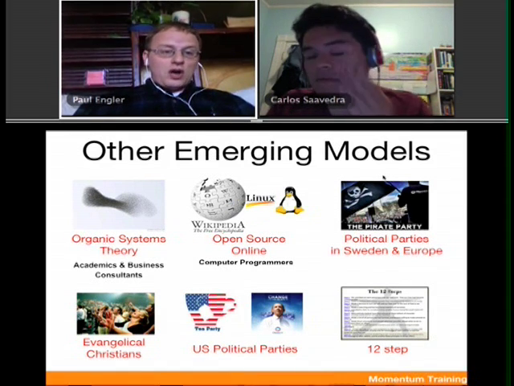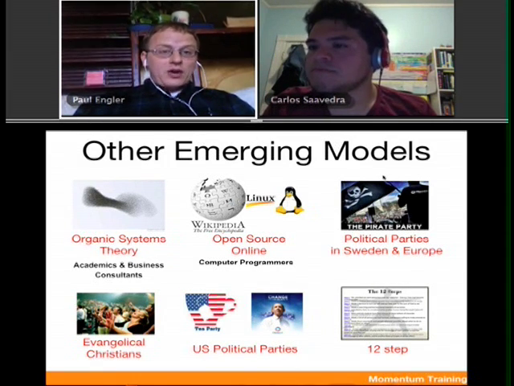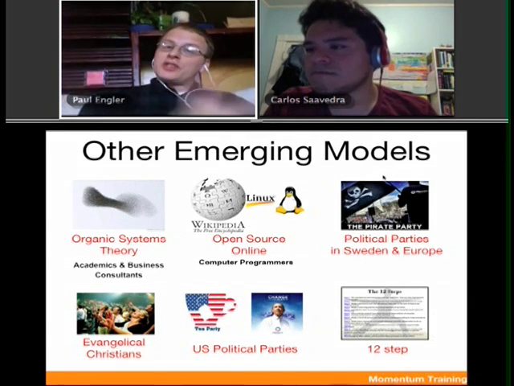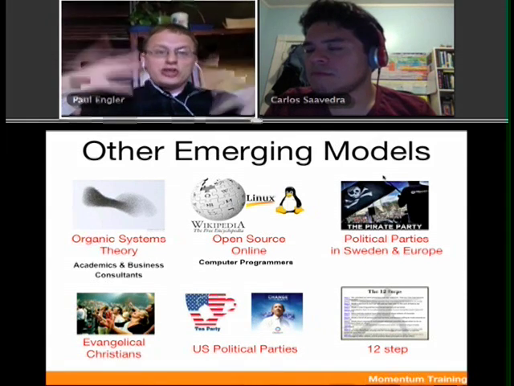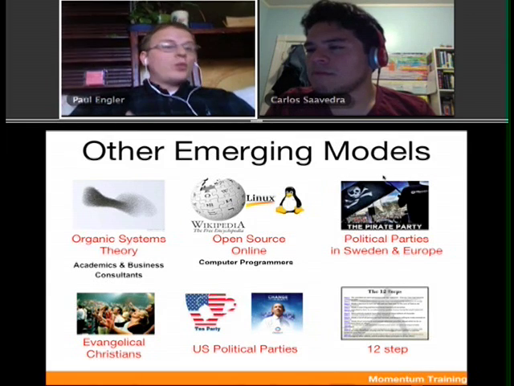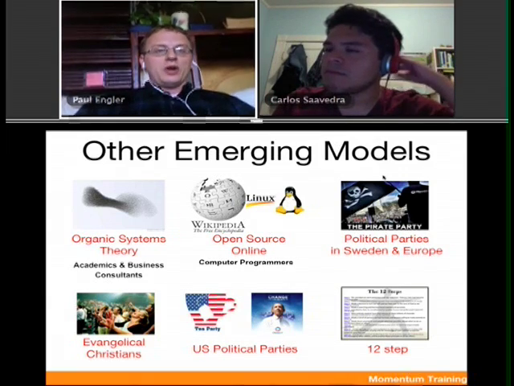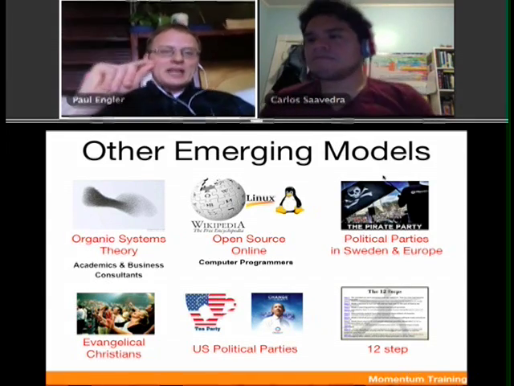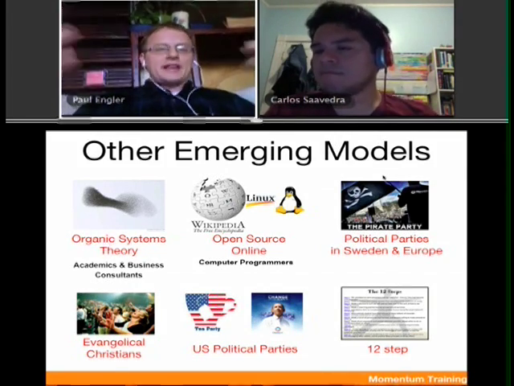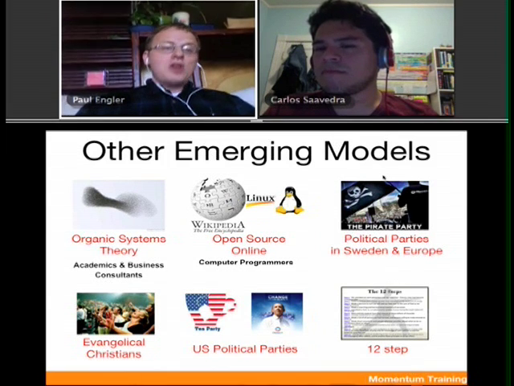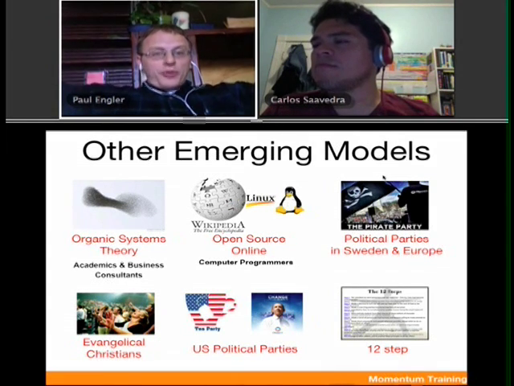organic systems theory, in the open source movement, in new political parties that are coming out around these things. The evangelical Christians are now organizing a lot in that way. U.S. political parties are using this new decentralized organizational model. And we have a deep tradition in the United States of the 12-step program that has used this model. But all of these things have in common that they're frontiers. They're new organizations, or they're experimenting in how to coordinate in voluntary ways, to coordinate massive amounts of people through momentum.